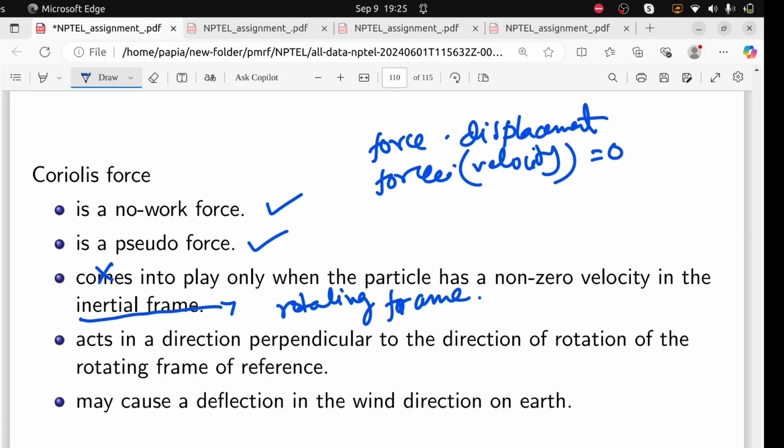Acts in a direction perpendicular to the direction of rotation of the rotating frame of reference. No, that is also not correct, because it always acts in a direction perpendicular to the velocity vector of that particle, not the direction of the rotation. May cause a deflection in the wind's direction on Earth. Yes, that is correct, because in the presence of the Coriolis force, the wind will deflect.